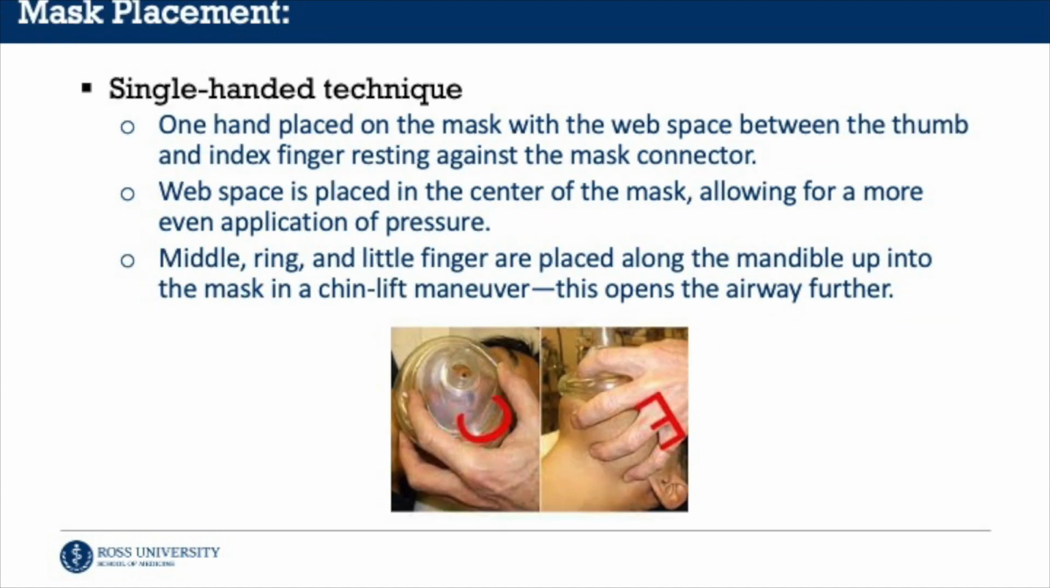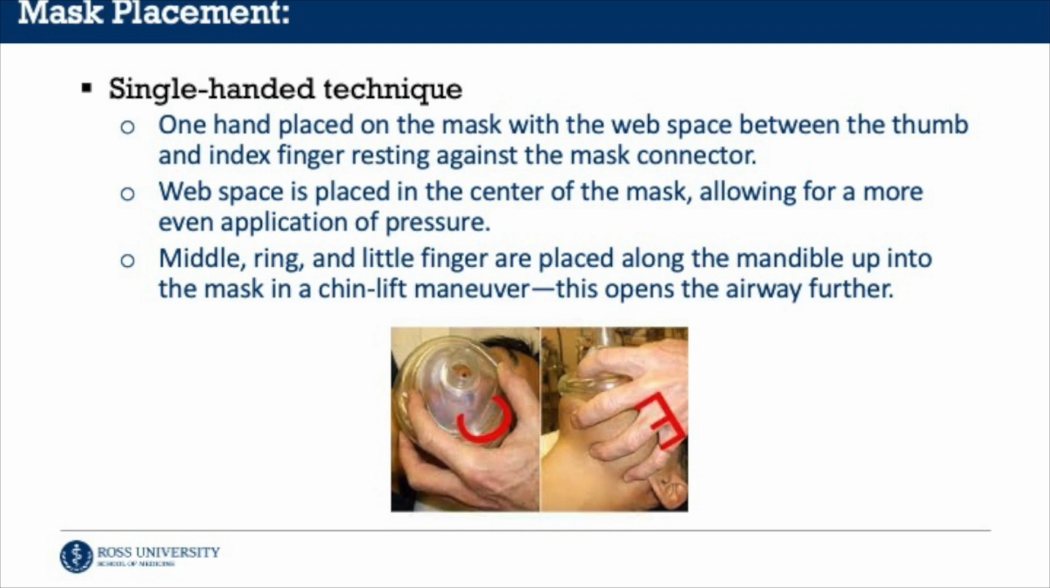Let's talk about the single-handed technique. One hand is placed on the mask with the web space between the thumb and the index finger resting against the mask connector. Web space is placed in the center of the mask, allowing for a more even application of pressure. The middle, ring, and little fingers are placed along the mandible, up into the mask, in a chin lift maneuver. This opens the airway further.